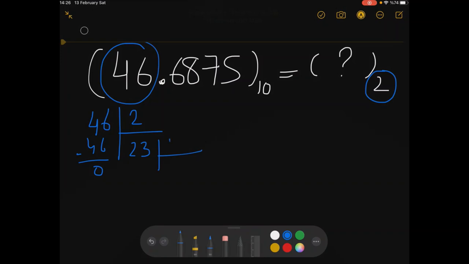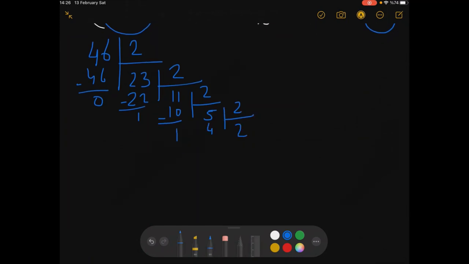23, oops, it's wrong, right? It's not possible. So it should be 11, 5, 2, 1, 0. And finally, you will have 1 here, right? Now, because you cannot divide it by 2 anymore, you stop here.